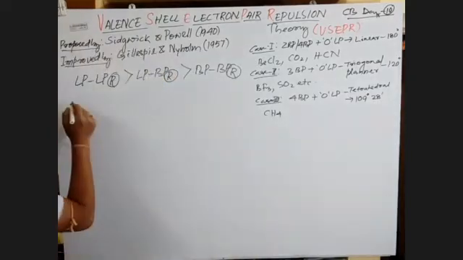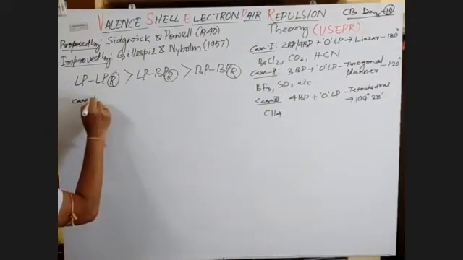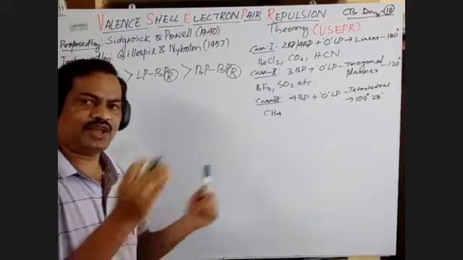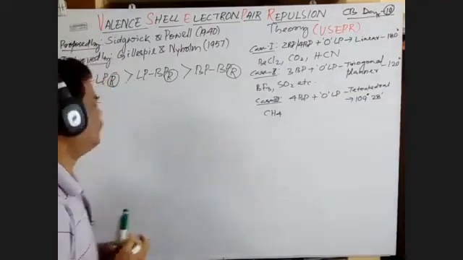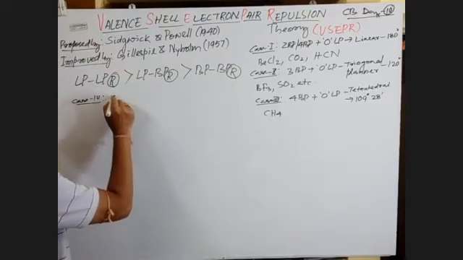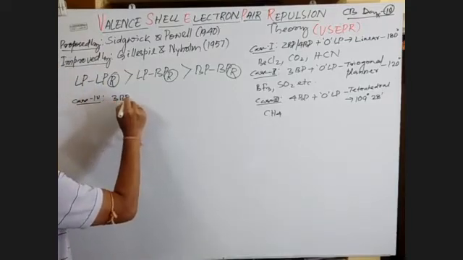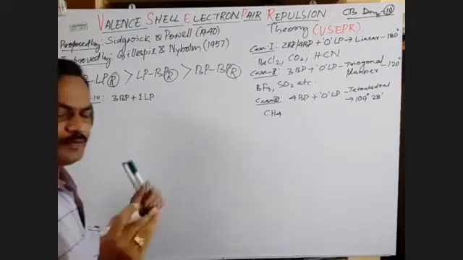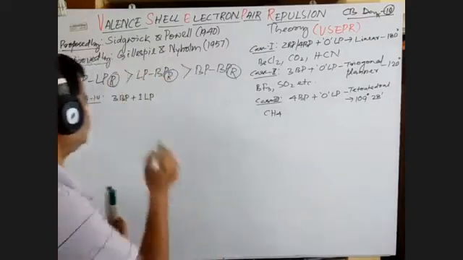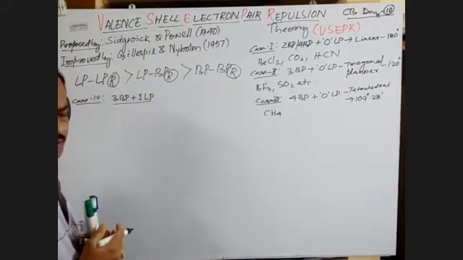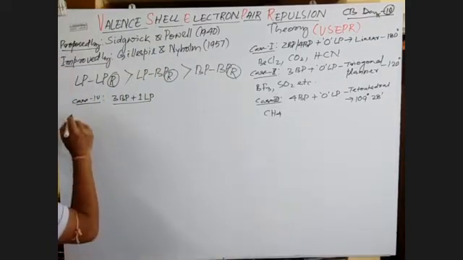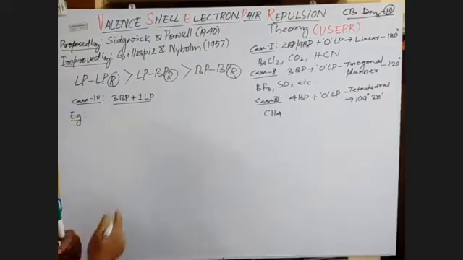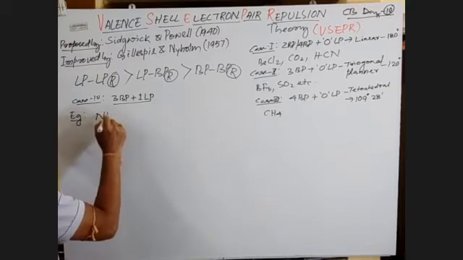Now let's take case 4. Under case 4, we are going to discuss if there is a lone pair. Let us consider there are three bonded pairs present along with one lone pair of electrons with the central atom. Then what will be the structure? Let us take the case of ammonia, NH3.